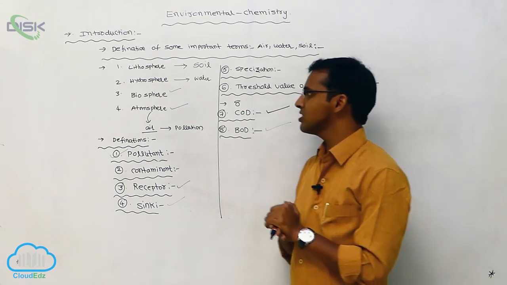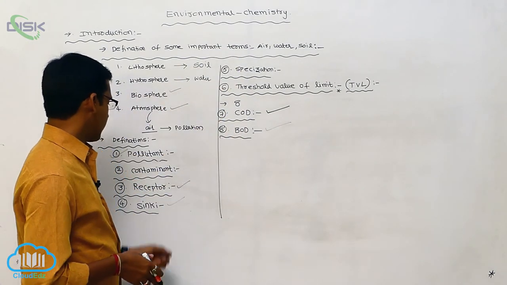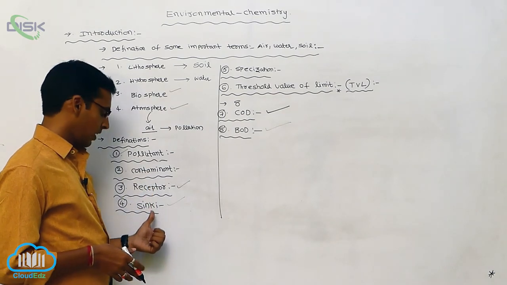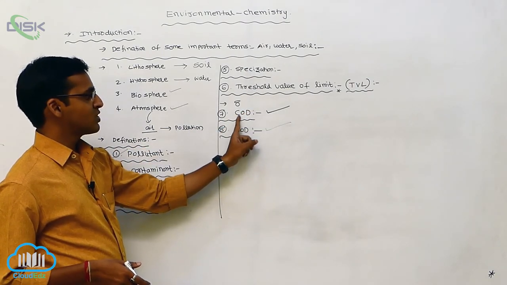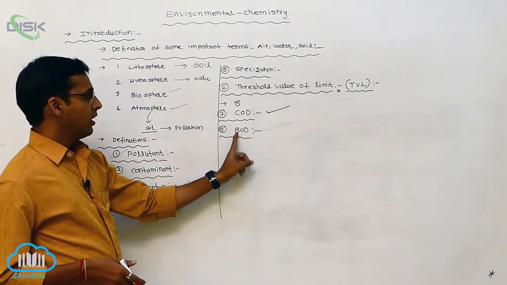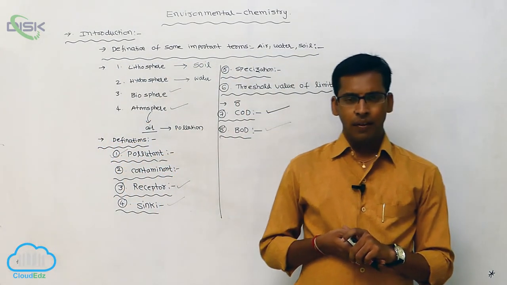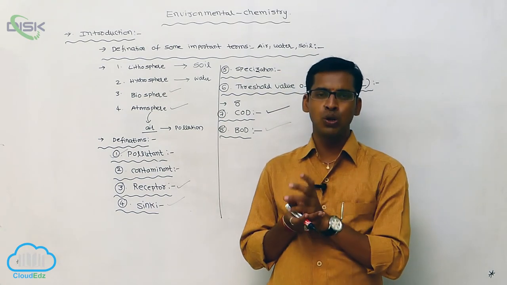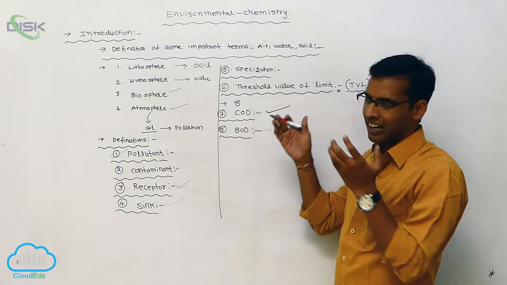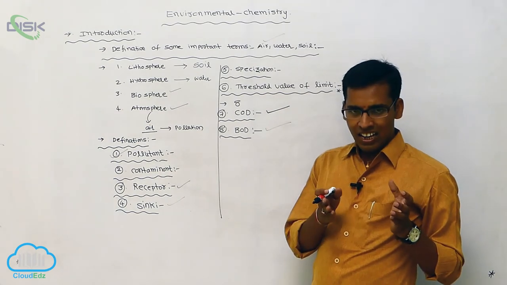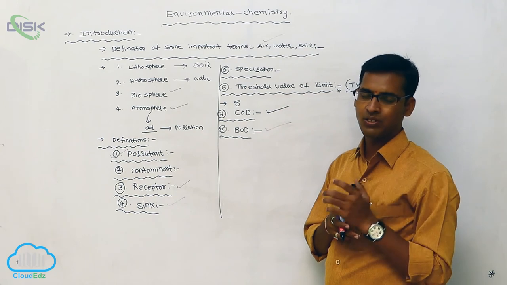So these are the definitions or terms used in environmental chemistry: pollutant, contaminant, receptor, sink, speciation, threshold limit value, and finally COD, chemical oxygen demand, and BOD, biochemical oxygen demand. So now pollution. The atmosphere undergoes pollution due to air pollution. The significant factor is air or water or soil. Under separate headings we will discuss the causes of air pollution, the reasons for water pollution, and the reasons for soil pollution.